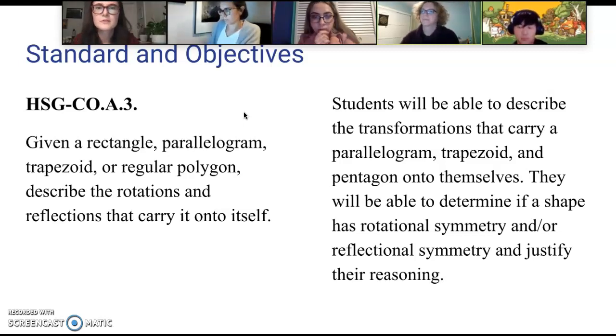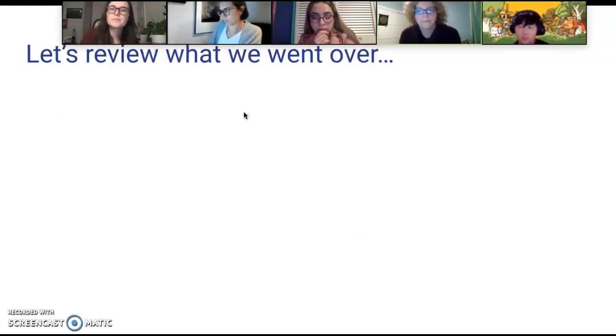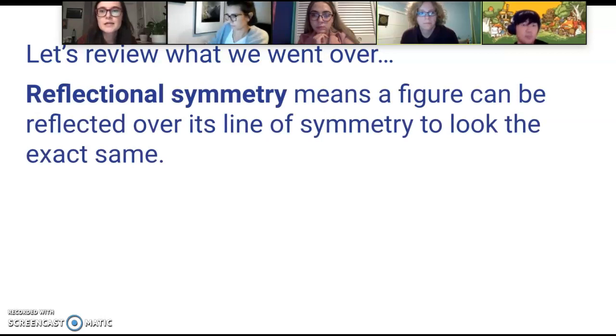Awesome, thank you. So before we jump into our activity, I want to review a few key points from the pair deck that we just finished. We talked about two important vocabulary words. The first one is reflectional symmetry, and recall that this means a figure can be reflected over its line of symmetry and it'll look the exact same.